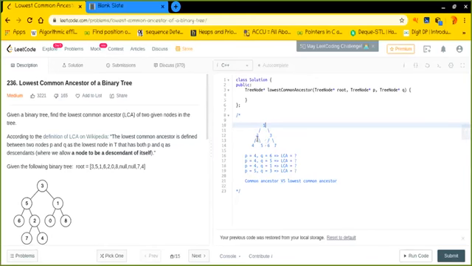But which one is the lowest? Lowest means nearest. Here lowest means nearest. So which one is the nearest common ancestor? 2 is the nearest common ancestor, so we can say 2 is the lowest common ancestor, isn't it? I hope you got it. If you did not get it, then please leave a comment below, so that I can give you more hints about it, which will be more helpful for understanding.